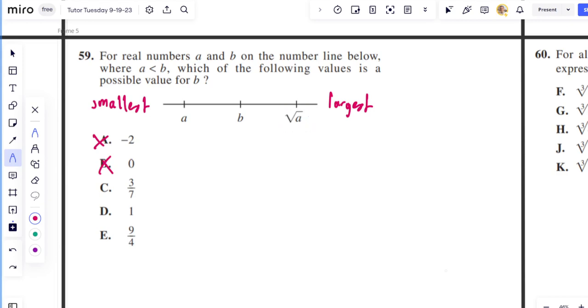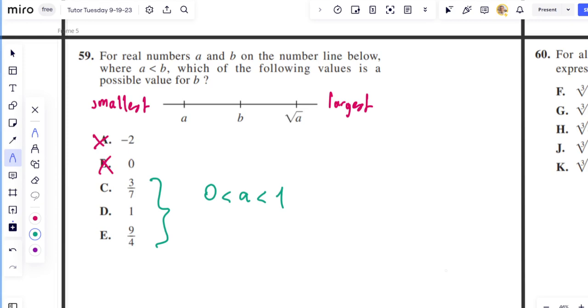b is 3/7. This could work. Let's look through the other options. b equals 1, b equals 9/4. The way we can differentiate these last few answers is we know that a has to be between 0 and 1. And how do we know that?